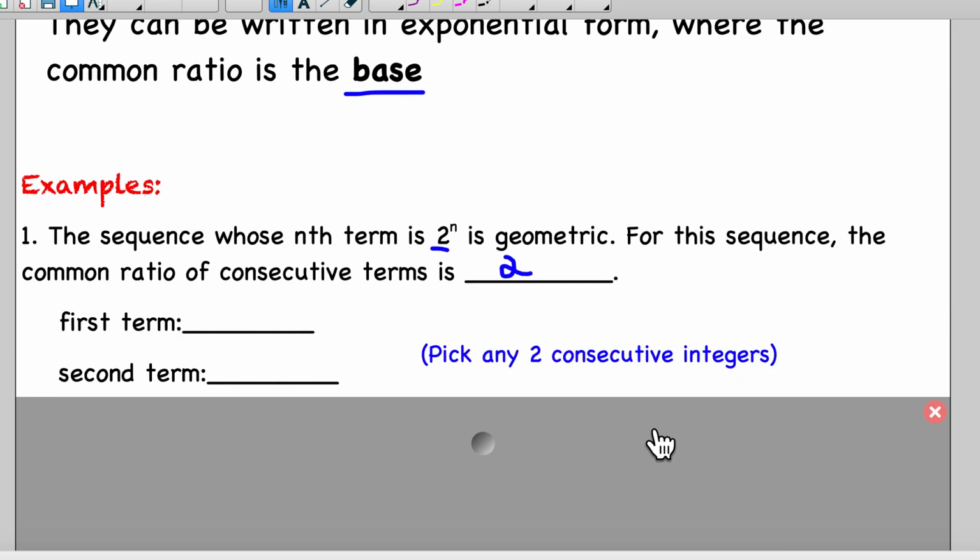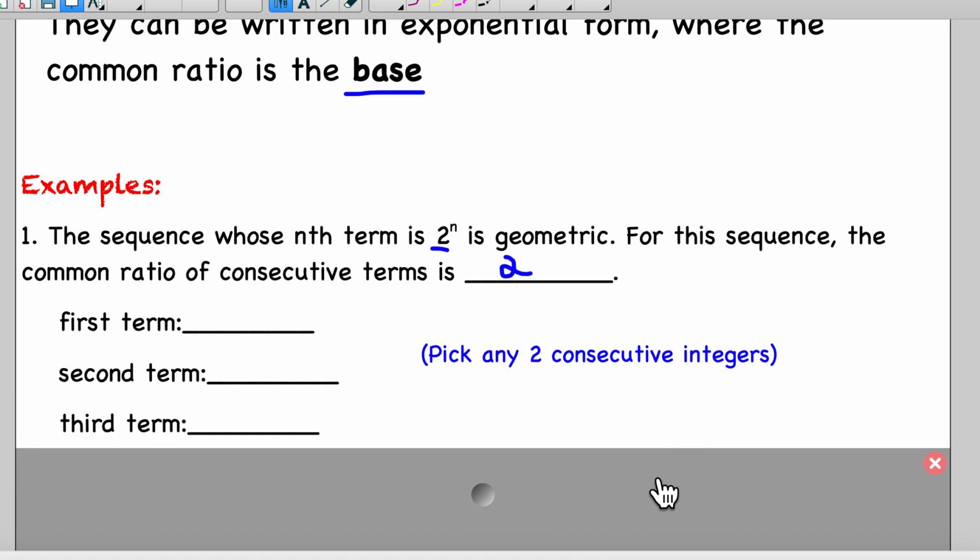Again, we're going to go through this the same way. The first term, a sub 1, I would just get if I plugged in 1. So 2 to the power of 1 is 2. Second term: if I want to find the second term of any sequence, I plug in 2. So 2 to the power of 2 is 4. And then the third term: if I plug in 3, 2 to the power of 3 is 8.